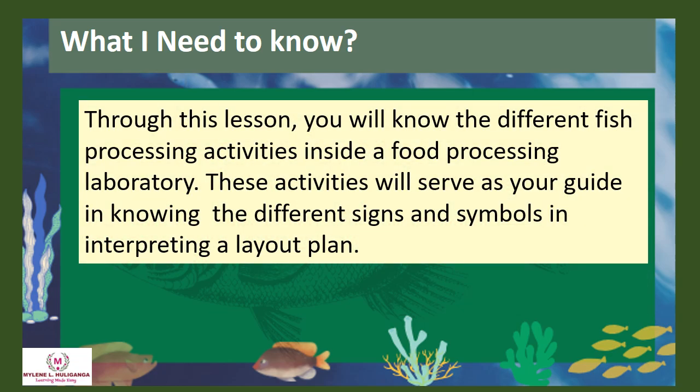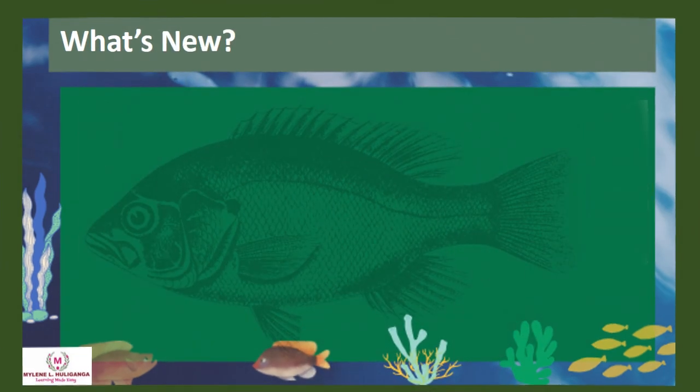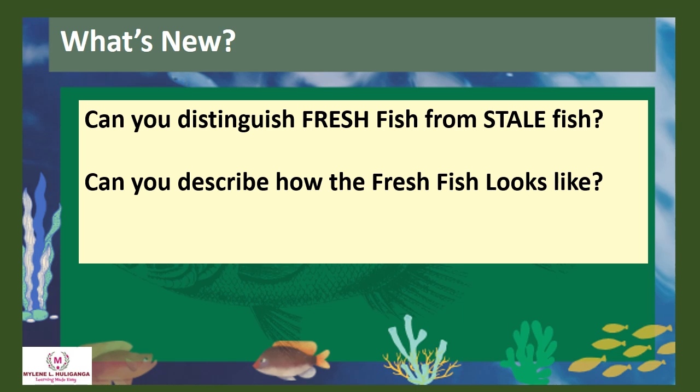Through this lesson, you will know the different fish processing activities inside the processing laboratory. These activities will serve as your guide in knowing the different signs and symbols in interpreting a layout plan. But before we start the lesson, can you distinguish fresh fish from stale fish? Can you describe how fresh fish looks?